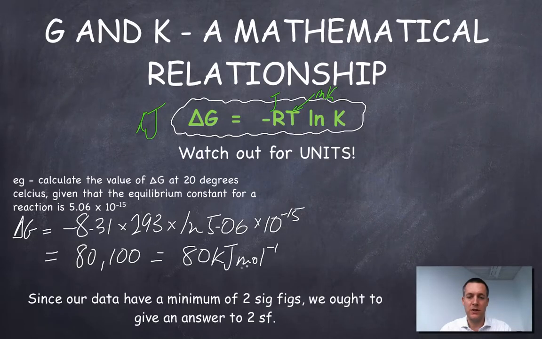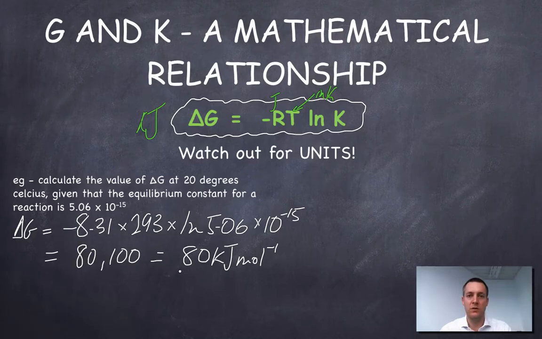Okay, so the free energy change for that reaction is 80 kilojoules per mole, and that's positive. Does that make sense based on what the information in the question tells us? Well, if we've got a positive free energy change, then this means that the reaction isn't very likely to happen.